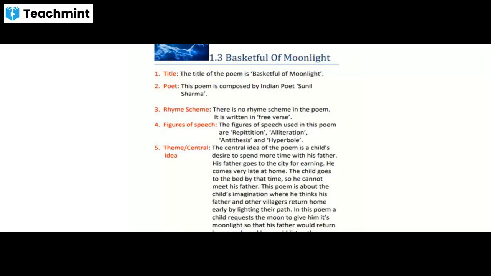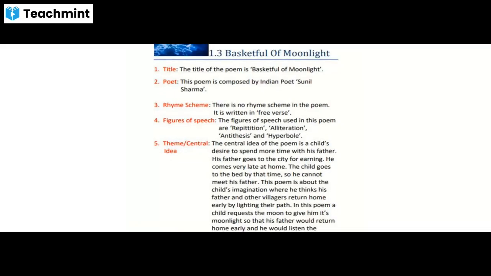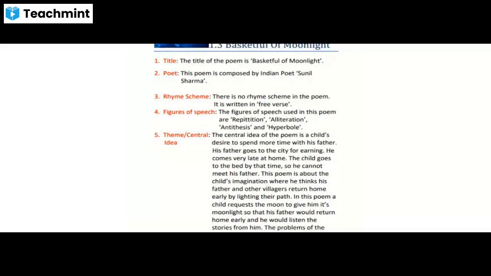Then last point, it is for 2 marks, theme or central idea. The central idea of the poem is a child's desire to spend more time with his father. His father goes to the city for earning. He comes very late at home. The child goes to bed by that time, so he cannot meet his father.